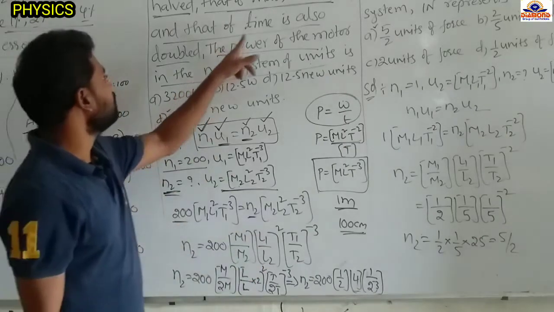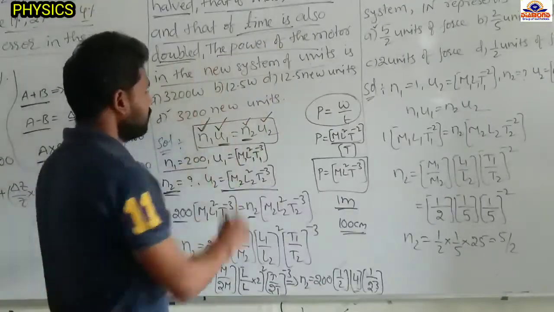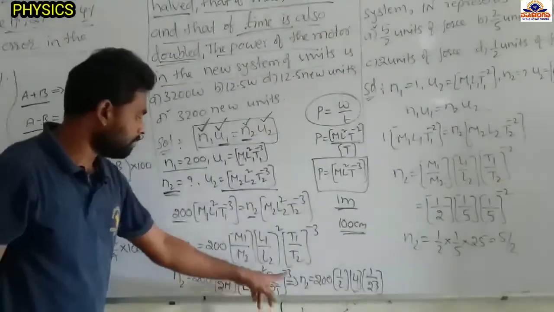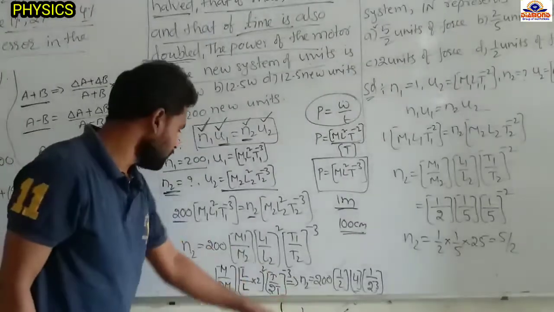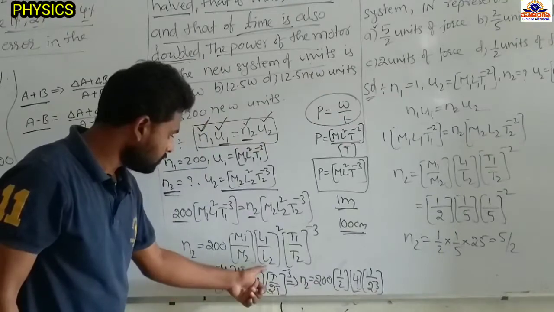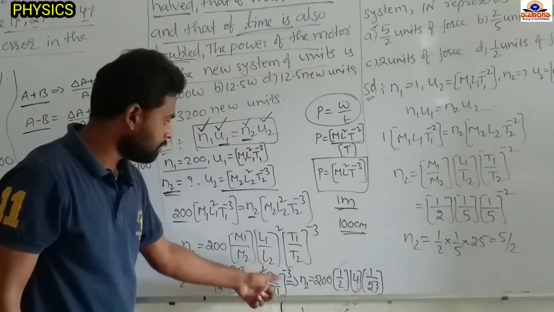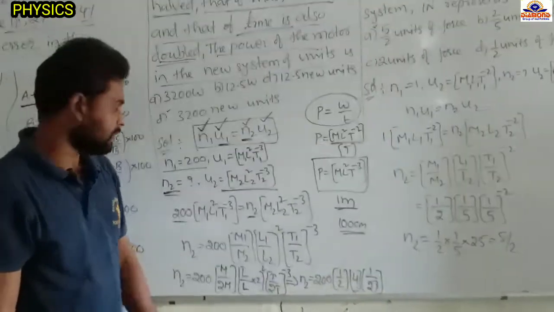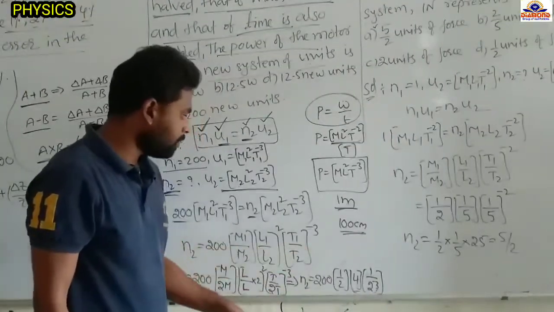And the time is also doubled here, they have given. So in the given system time equals t, and in the new system the time becomes doubled, so 2t to the power minus 3 is there. Now n2 equals: m and m cancel, 1 by 2 we will get, and L and L cancel, 2 squared is there, which means 4 here, t and t cancel, 1 by 2 whole to the power minus 3 is there. So that is 2 to the power minus 1 by 2 to the power minus 3.